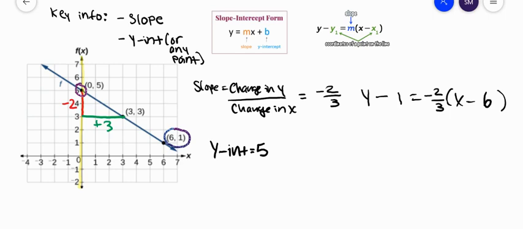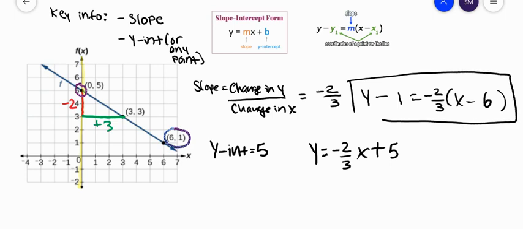Now I can write an equation in slope-intercept form, which is y equals mx plus b. M is my slope, which I found above to be -2/3. And b is my y-intercept, which is 5. So either of these are correct equations to describe the function that we see in the graph there.